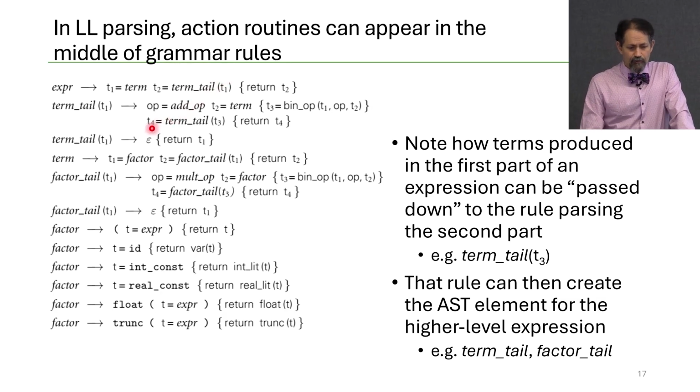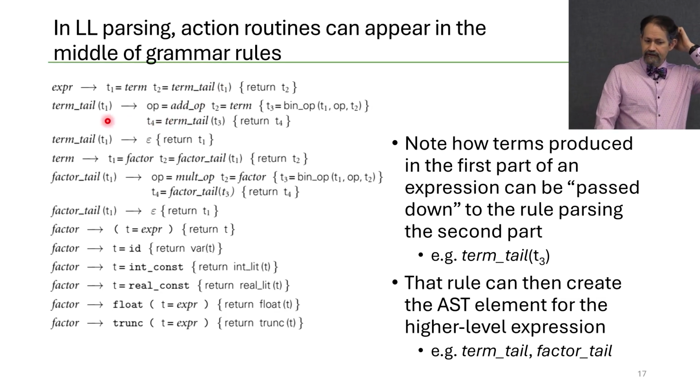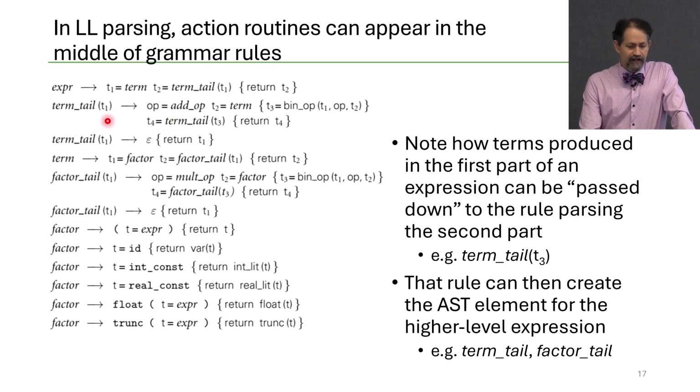So remember, for parsing expressions in an LL grammar, the term tail will either be empty if the expression is just a term, maybe it's just a multiplication of two things, or we can have the term tail be an addition operator like plus or minus, followed by another term.